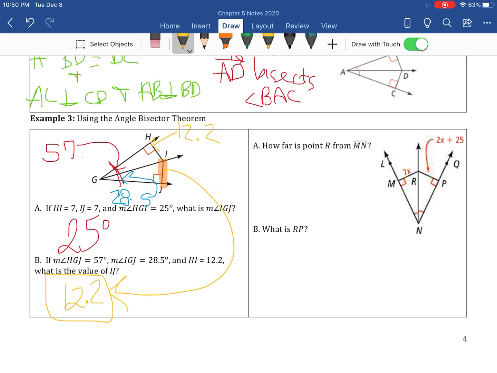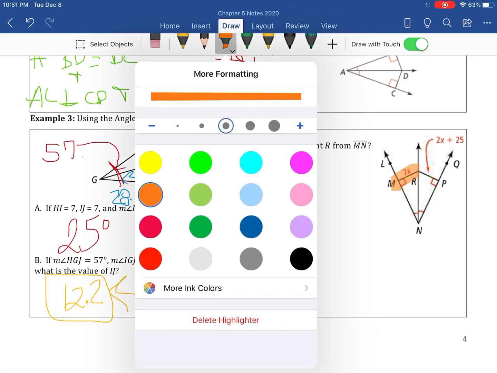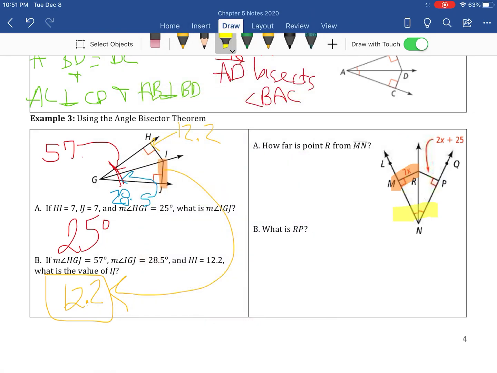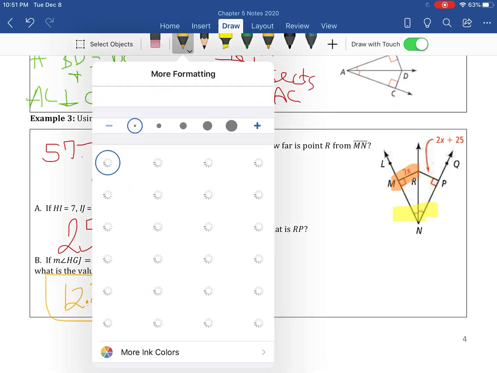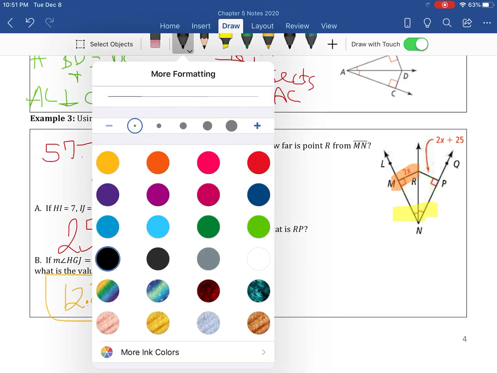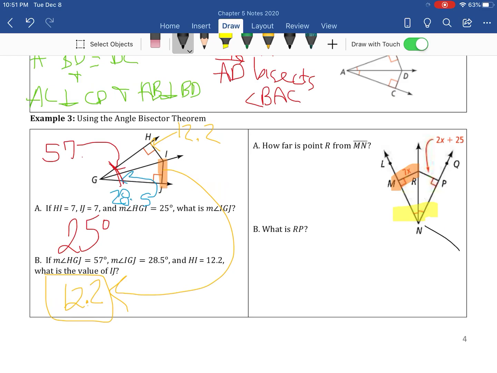All right, last example we're going to do, part A. How far is point R from MN? What we need to do here is figure out the distance from R all the way to M. Well, we don't want to say 7x. We actually want a number here, right? Because we can see that the angle is being bisected here, notice that this right here just means that we have a bisected angle.